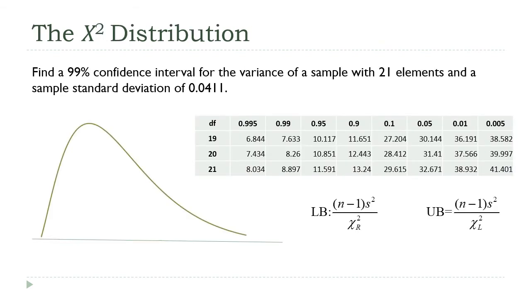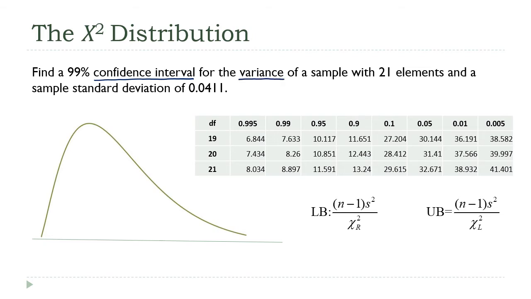All right, so let's look at an example. Right, I've got just a very mechanical one here. I want to find a 99% confidence interval for the variance of a sample with 21 elements and a sample standard deviation of 0.411. All right, well, think this through. What are we asked to find? I was asked to find a confidence interval for the variance.